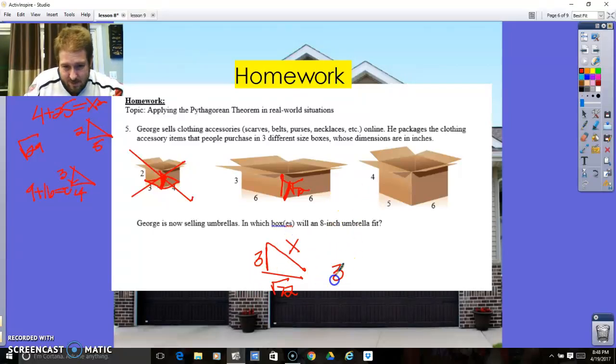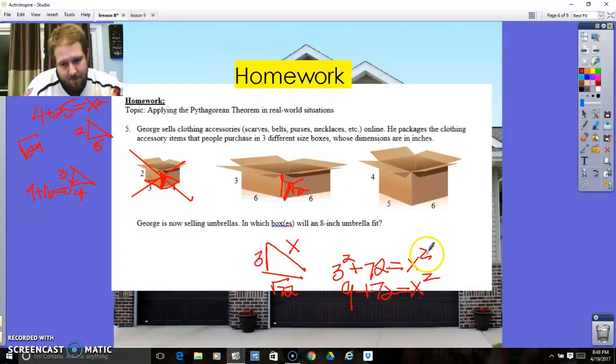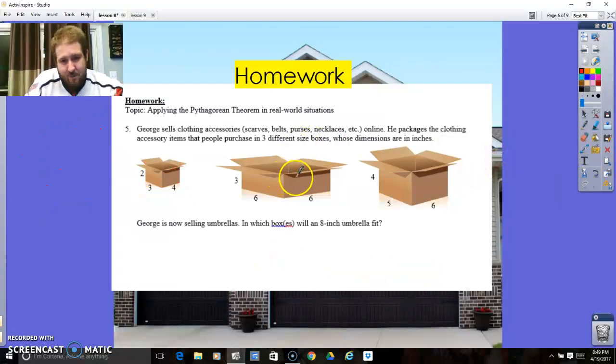Now this will make a little bit of sense. We got 3 squared plus 72, because square root of 72 squared is 72, equals x squared. All right, 3 squared is 9. 9 plus 72 equals x squared. 9 plus 72 is 81. Perfect, because square root of 81 is 9. Is 9 enough distance from corner to corner? Yes, it is. I'm not going to write it on here because I want you to watch the video.